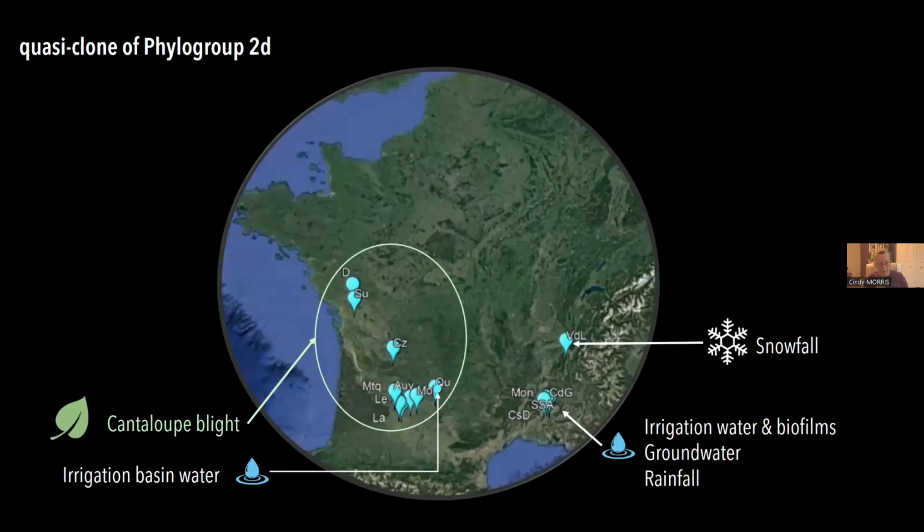You have a bunch of them that were falling out we found in areas where there were cantaloupe blights and cantaloupe culture, but we also found them in a local irrigation basin. But then in eastern France, we found them with snowfall, irrigation water, biofilms, groundwater, rainfall, where there's not the disease. There's cantaloupe cultivation, but there's very little disease because of the climate conditions. So this is extremely interesting. So this is basically telling you that this organism is moving around to all these different places.